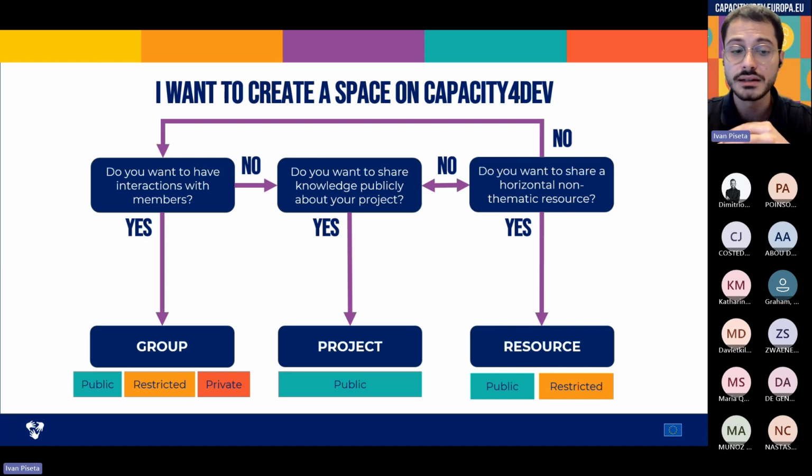And private groups, finally, are the ones that are completely private. They only appear to you if you are invited to them, and you have to be a member of Capacity4dev. If you want to share knowledge publicly about your project, well, you have projects and they're all public. The intention is not to hide any information. What some people do is create some groups as a backlog of their project so they can have discussions about it. And if you want to share a horizontal, non-thematic resource, you have resources that can also be restricted to a specific public.